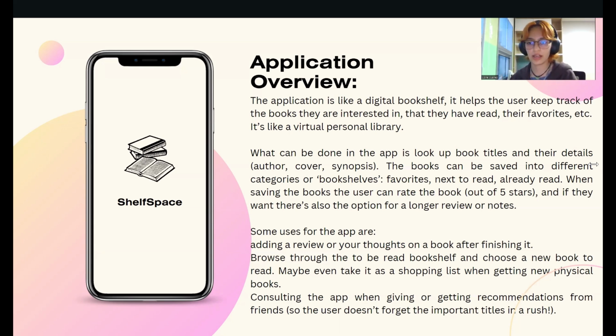The things that you can do with the app is look up book titles, like a search, and get their details, like the author, the cover, as well as the year it was released in. Then those books that you browse through, you can save into categories that are like bookshelves that you can then view and consult. These are favorites, things to read, already read, and there's a view for all of them.